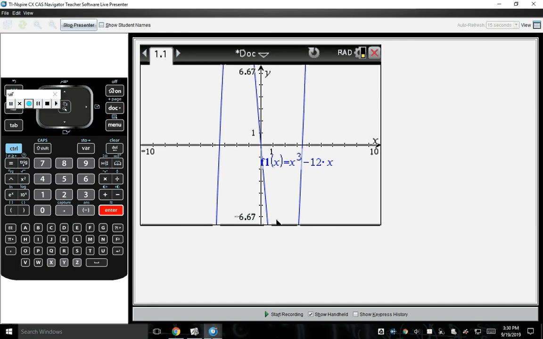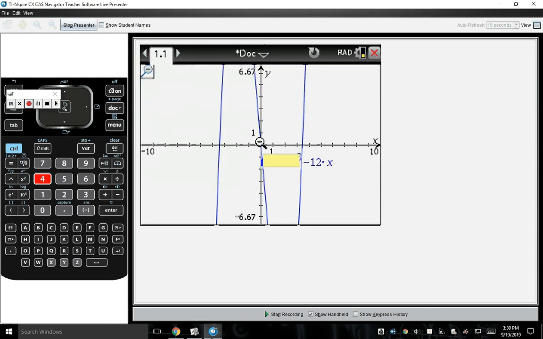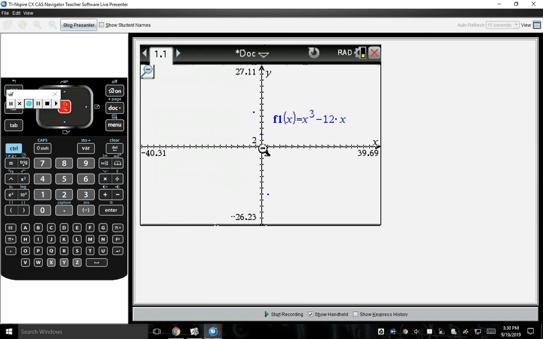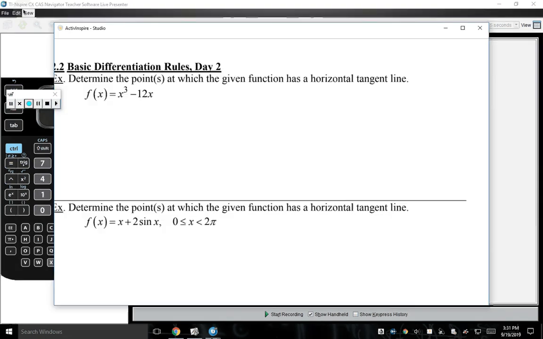And yes, if I zoomed out, I would be able to see the local mins and maxes occurring at those 2 points. So we could say menu, zoom, out, and then yes, we could say the center is here, and we can just keep zooming out. And just like Alex said, at -2, it would be at 16, and at 2, it would be at -16. Because that's where the horizontal tangents are occurring, showing us these horizontal slopes of 0 and 0. Cool? All right.